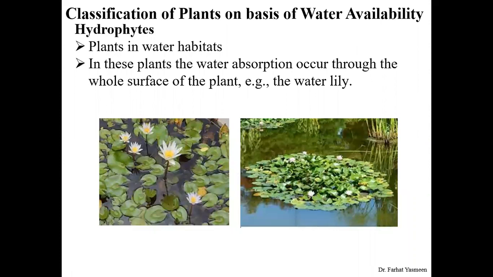As the name indicates, hydro means water, so these are water loving plants, or plants which are present in water habitats. In these plants, water absorption occurs through the whole surface of the plant, because their whole body is attached with the water, so they don't need any specific area or organ for water absorption. Their whole surface is involved in the absorption of water, such as the water lily.